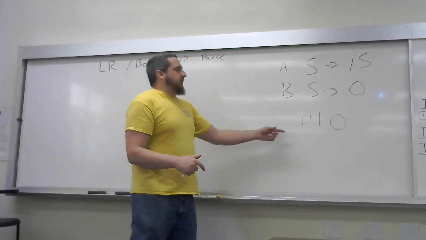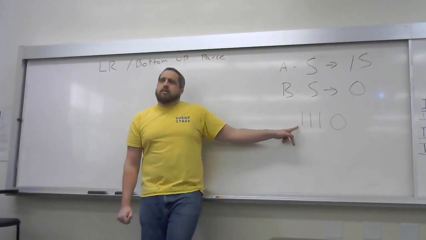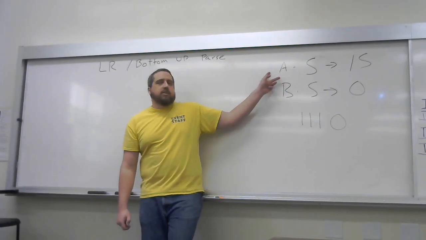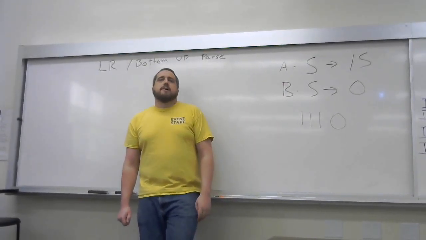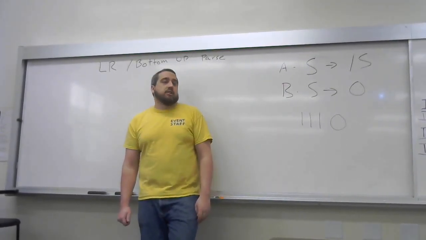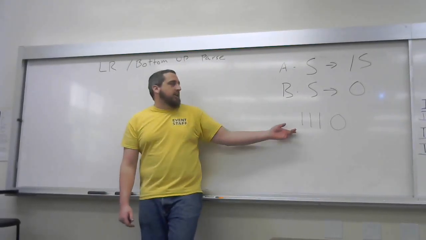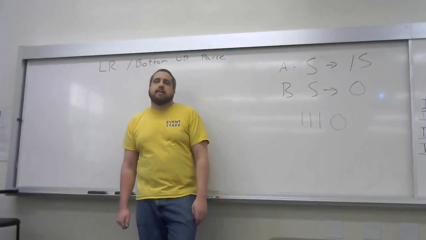The way that we're now doing this, how did you figure that out? That we can generate this sentence using these rules? Intuition. So let's break that intuition down. How did you actually look at this? What was the first thing you looked at?